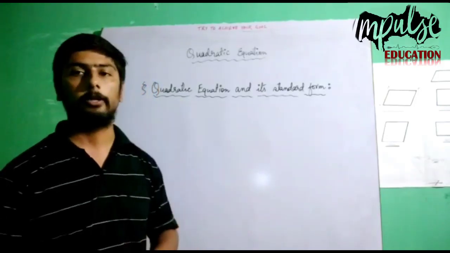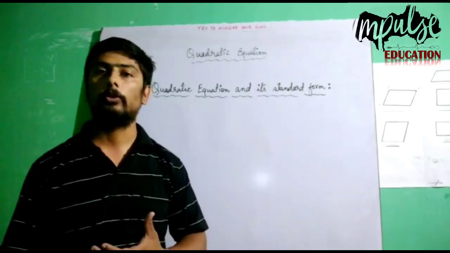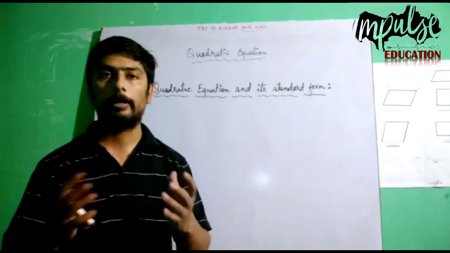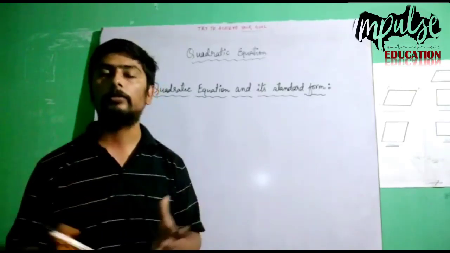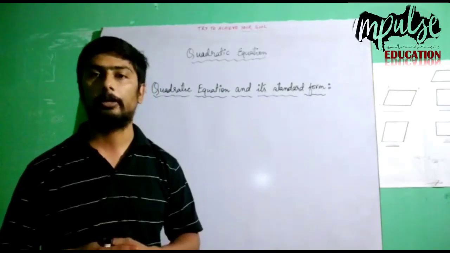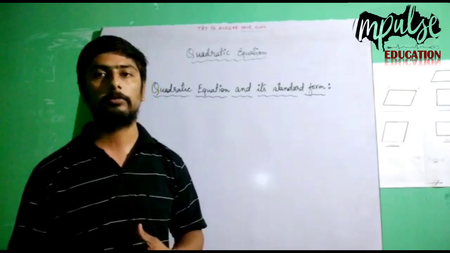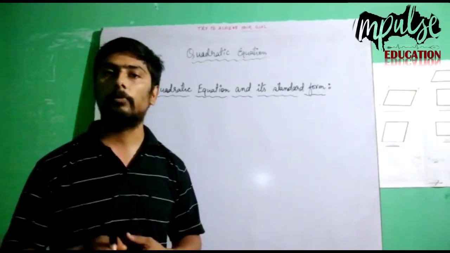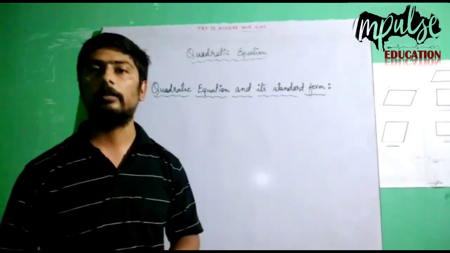Now come to quadratic equation. Quadratic equation is the same thing. If a quadratic polynomial is equated, if we equate a quadratic polynomial with something, then the equation which is formed is called quadratic equation. Just like equating a linear polynomial gives us a linear equation, in the same way, if a quadratic polynomial is equated, then a quadratic equation is formed.